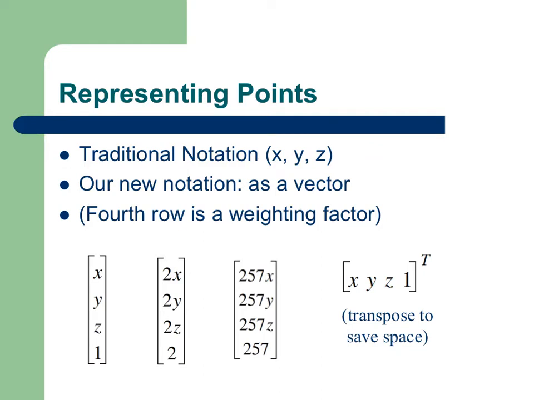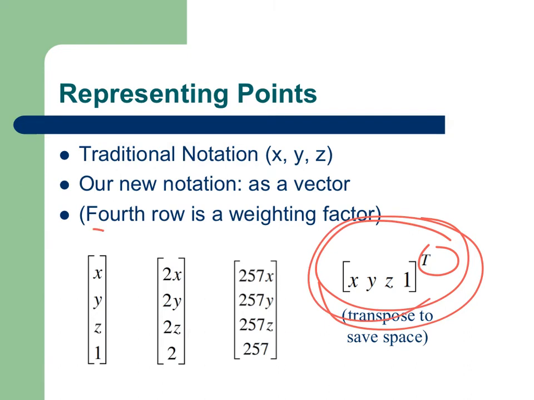And because it takes up a lot of space when you write these vertical vectors, we are often going to write them horizontally and just put the little t at the end to show that we mean transpose. So we will write this x, y, z, 1 transpose, and that's actually the same as this.